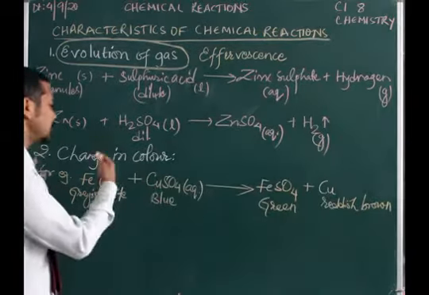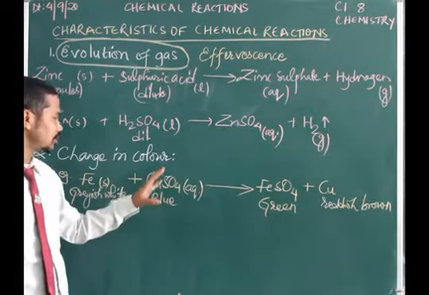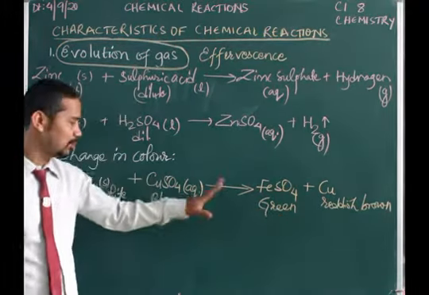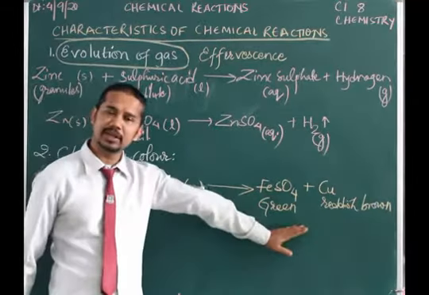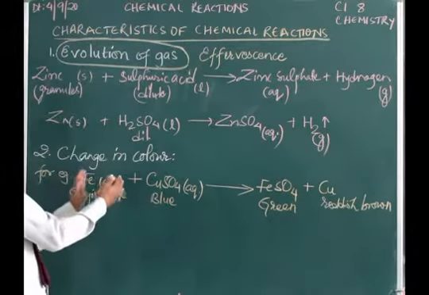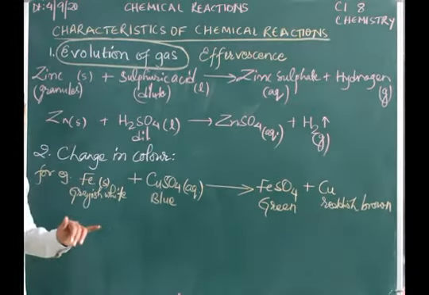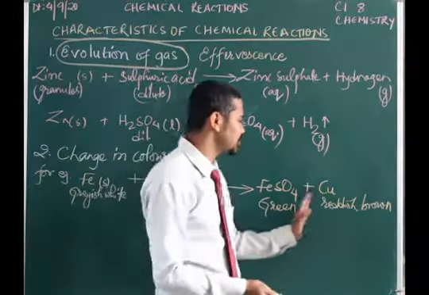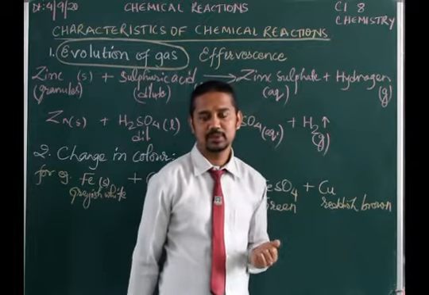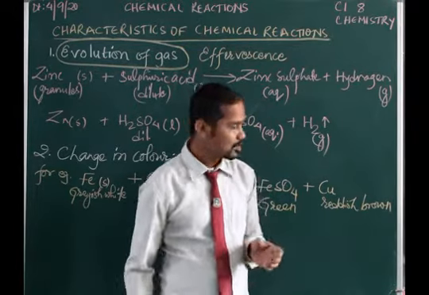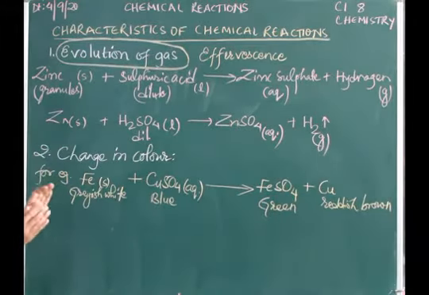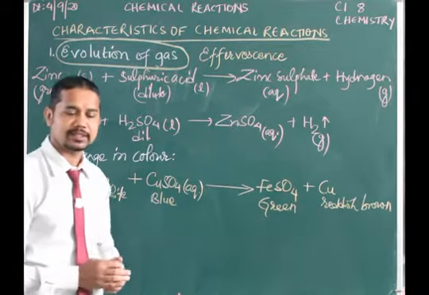So after the reaction, you can see that the blue solution changes to green. There was no reddish brown color at all when I was combining these two. But in the reaction, reddish brown copper settles at the bottom. So there is a change in color, and by seeing that, I can be sure that the chemical reaction has taken place.